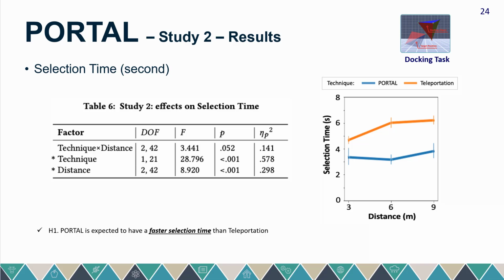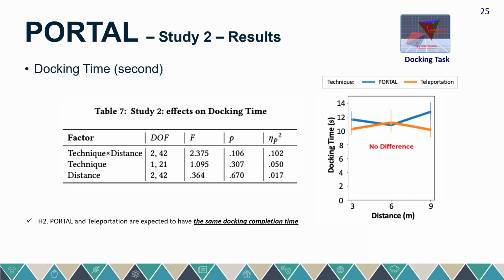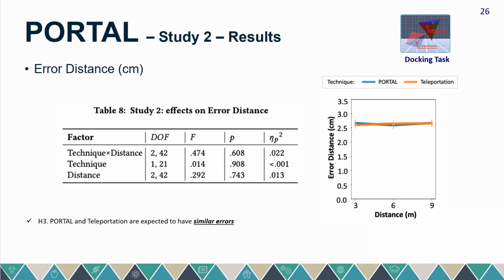No interaction effect between technique and target distance is found. However, the main effect of technique is found, and Porter has significantly better performance than teleportation. Additionally, we found Porter is not affected by target distance, though teleportation is, as the results at 3-meter and 9-meter show. This supports our first hypothesis. We found no interaction effect and main effects for docking time. It supports our second hypothesis. No interaction effect and main effects are found for error distances, supporting our third hypothesis.